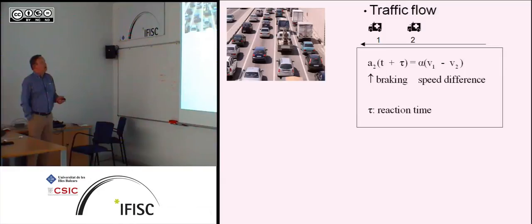You can model that by saying that the acceleration of driver number two is a function of the difference of speed between the two cars. If they have the same speed, there's no reason to accelerate or to brake. But if V1 suddenly becomes smaller because driver 1 starts to brake, then the difference becomes negative, and obviously you're going to brake. A2 will be negative.